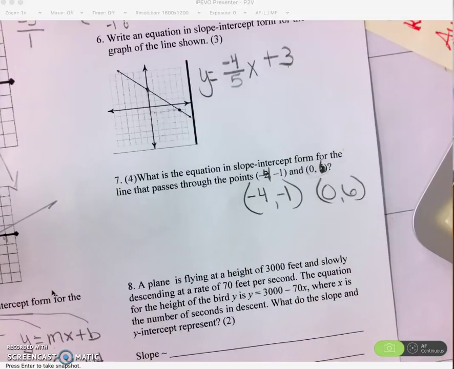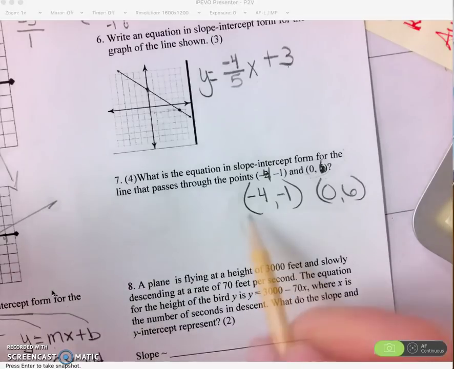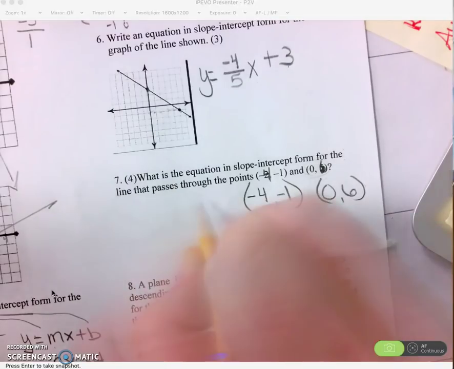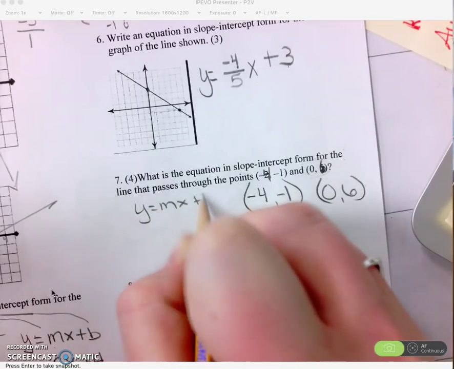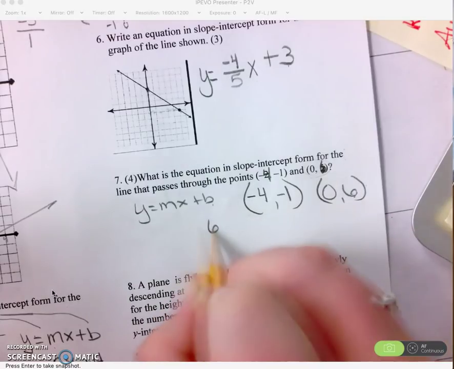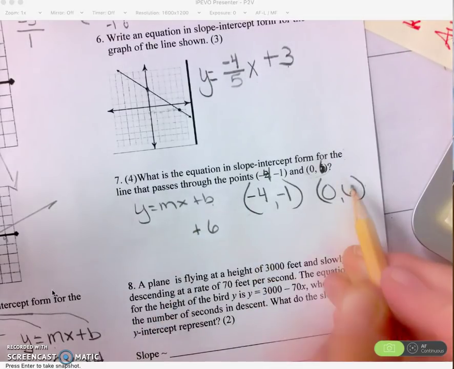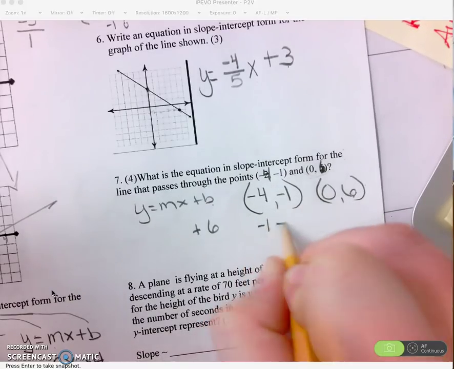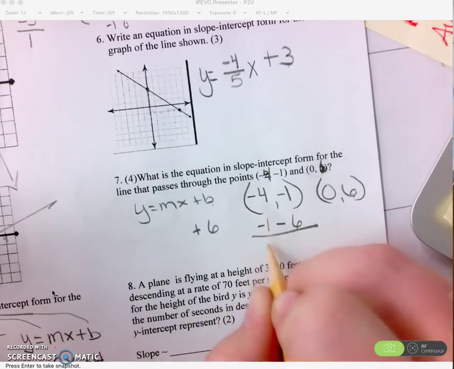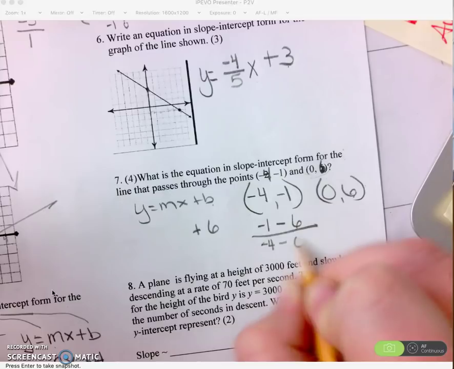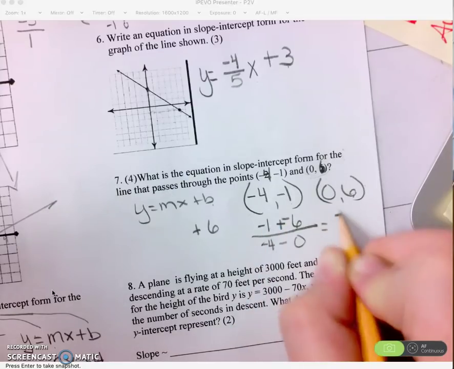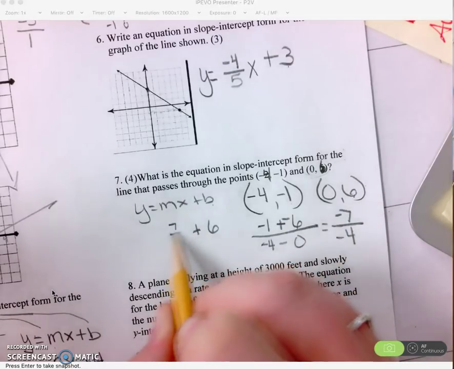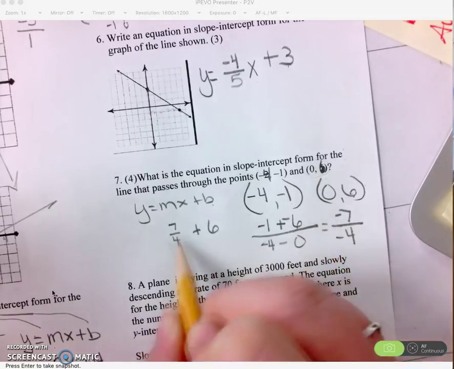Okay, so write an equation in slope-intercept form for the line that passes through these 2 points. Right here, I know that this is my y-intercept, so I'm going to do y equals mx plus b. I'm going to replace the b with the 6. And then I need to find the slope between these 2 points. So I'm going to do the y, so -1 minus 6, and then -4 minus 0, and I get -7 over -4, so it's 7/4. Remember, if they're both positive or negative, it becomes positive.